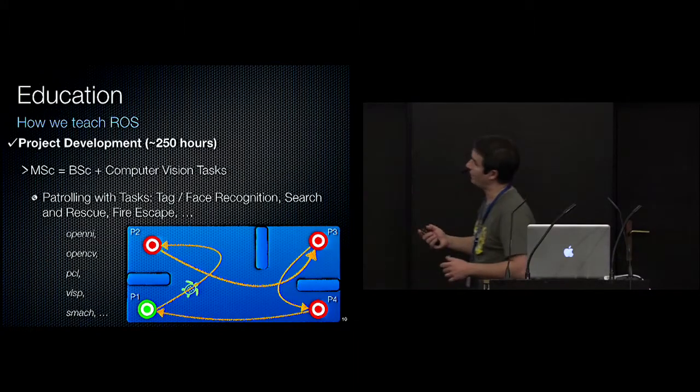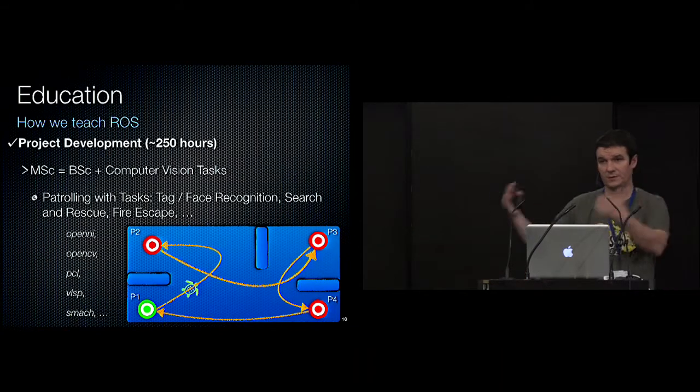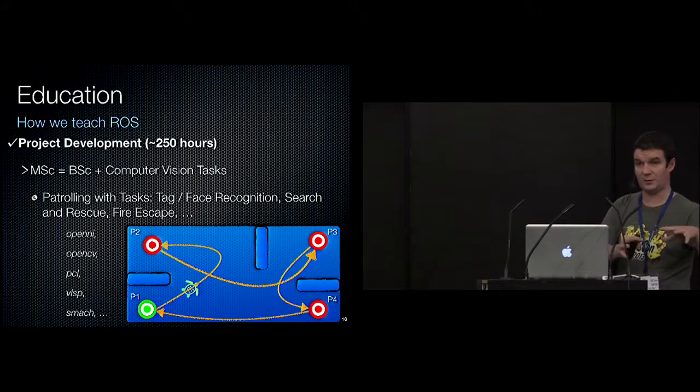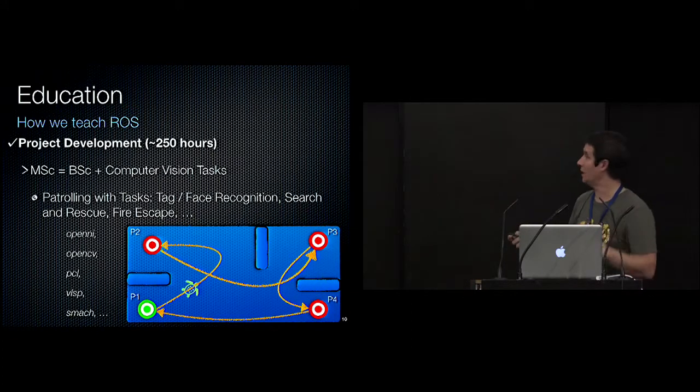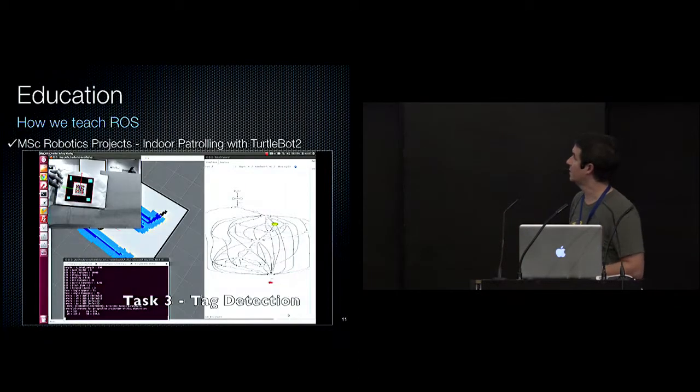Next step for the MSc students: they go further, so they do everything the BSc students did, plus they add computer vision tasks. The idea next is to do the patrolling, and at certain waypoints, they do a special task related to computer vision. They remain on all of this, and after that they implement SMACH to do the different tasks.